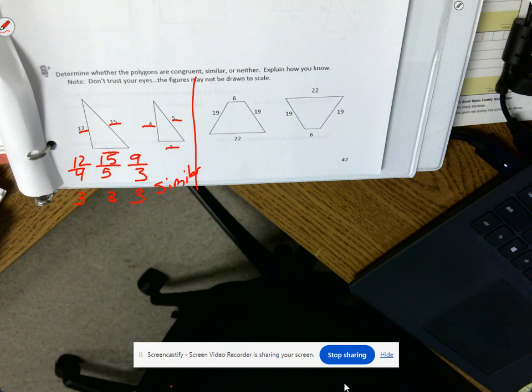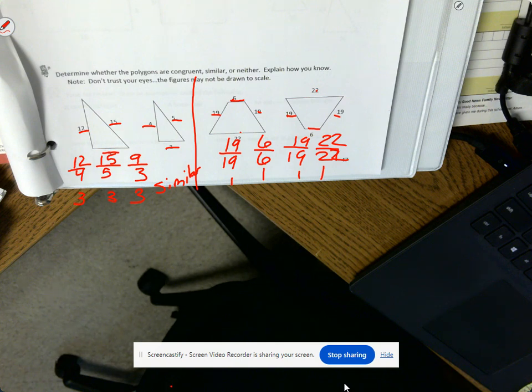I look over here, I set up my corresponding sides. Does 6 match up with 22? No, I have to flip this shape up. So I have to say, oh, the 6 matches up with the 6. The 19 matches up with the 19. 22 matches up with our 22. Oops, they're all 1s.